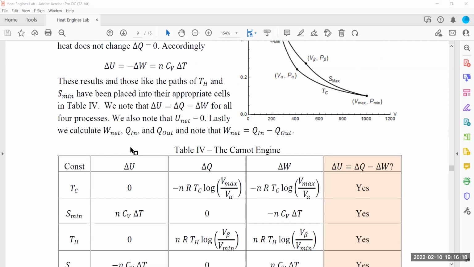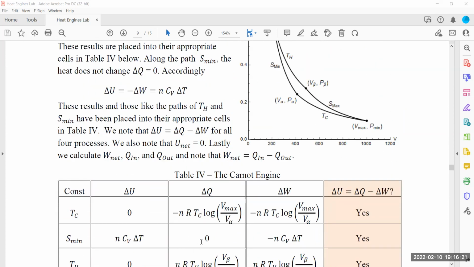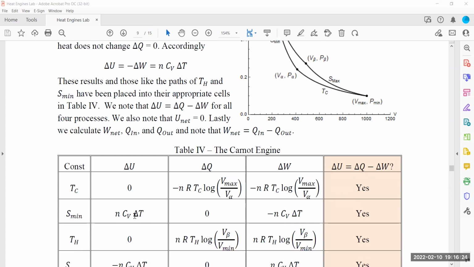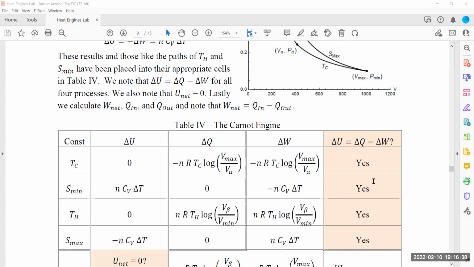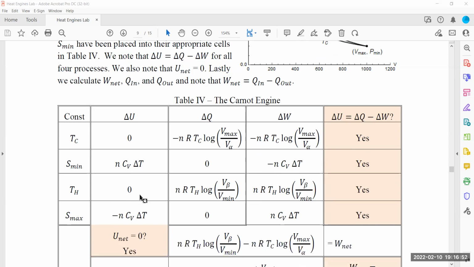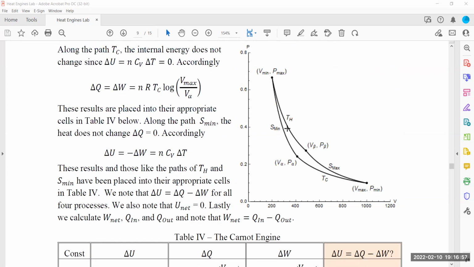S min, in this stage, Q is 0. There is no heat. So in this case, delta U is the same as negative the W, the way that they wrote it, or numerically, that's exactly the same value. So we would have gotten the same answer if we followed the other convention. Both of them will give you this. Now, does it check that delta U is equal to 0 plus this number? Of course. NCV delta T is equal to 0 minus this number, so it's going to be NCV delta T. Yes, it checks. TH, that's this stage now, this expansion.